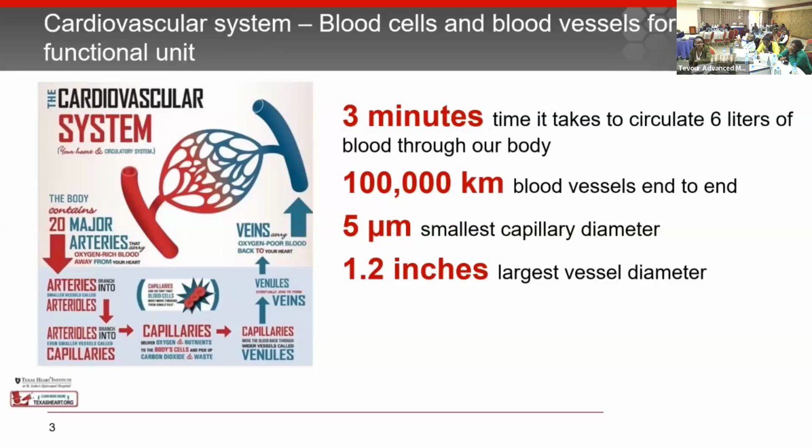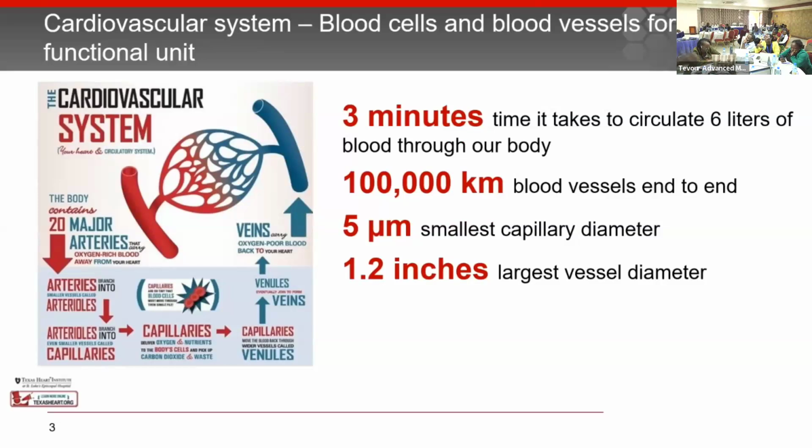And also, the smallest capillary where those blood cells travel through, as they come to the lungs and then go back to the tissue, is 5 microns, and the largest is 1.2 inches. That's quite small.